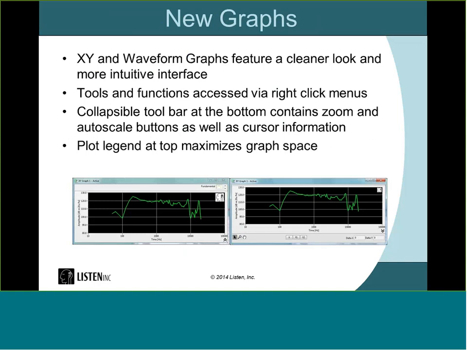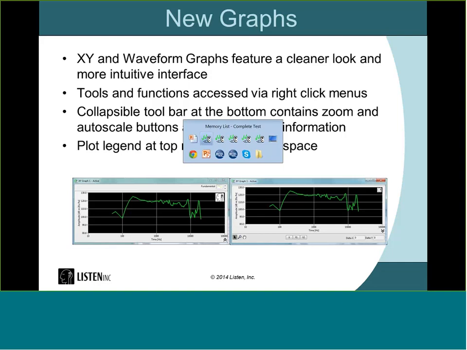We've also taken the plot legend and moved it from the right side of the graph up to the top of the graph. The reason for that is to maximize the graph space in terms of the width in the window. Previously, with the plot legend on the right side, if you had very long data names, it would start to compress the area devoted to the graph. So by having the plot legend at the top, you can have very, very long data names and still not lose out on any space.